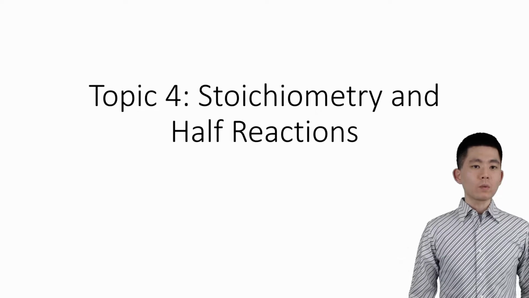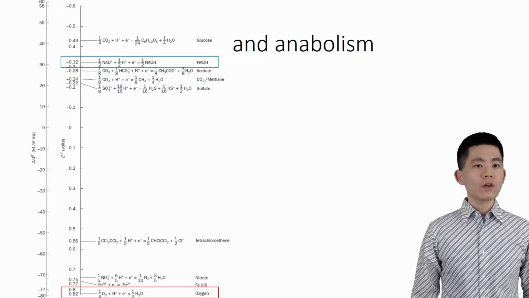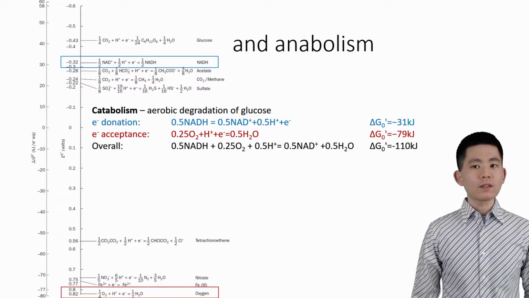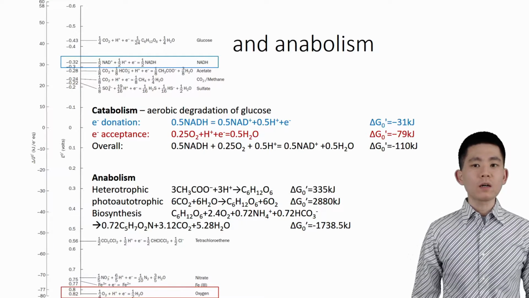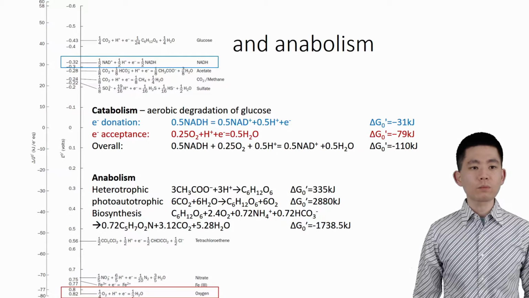In this class, we are going to introduce stoichiometry and tie the energetics with stoichiometry. We have covered the stepwise energy flow during the catabolic reactions and anabolic reactions, and the role of electron and energy carriers like NADH and ATP. We have touched on using half reactions to calculate the overall free energy. We will take a closer look at the half reaction approach to determine the stoichiometry of the biochemical reactions.